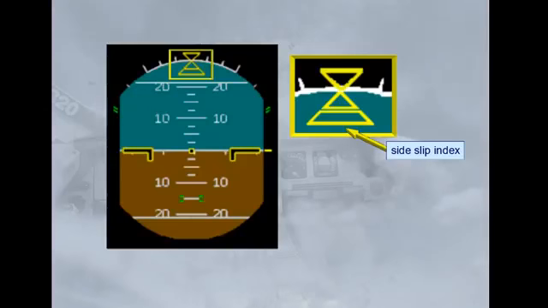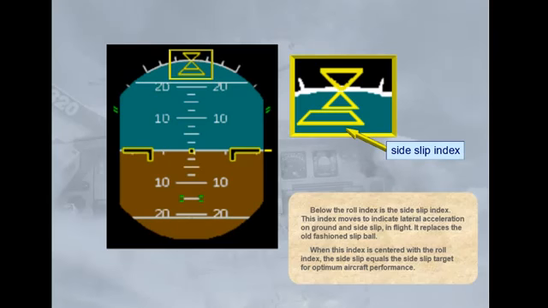Below the roll index is the side slip index. This index moves to indicate lateral acceleration on ground and side slip in flight. It replaces the old-fashioned slip ball. When this index is centered with the roll index, the side slip equals the side slip target for optimum aircraft performance.